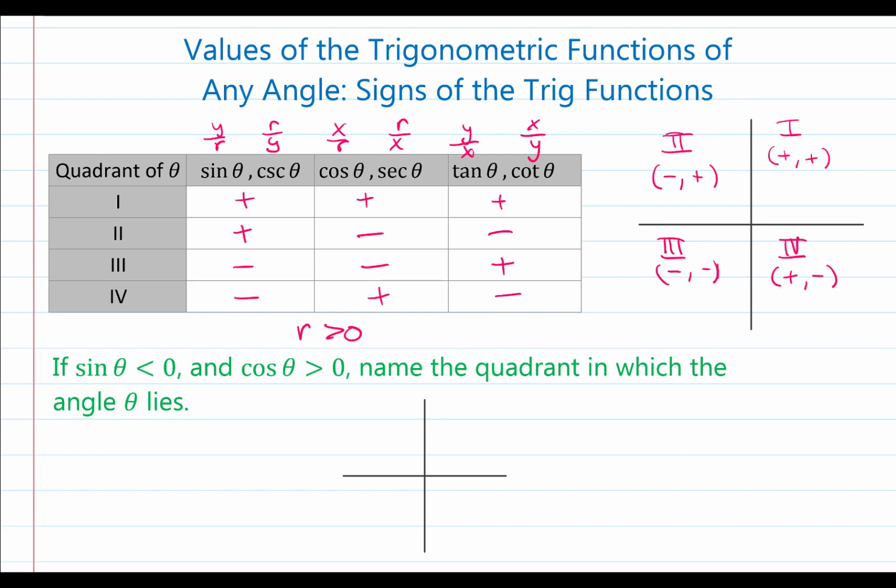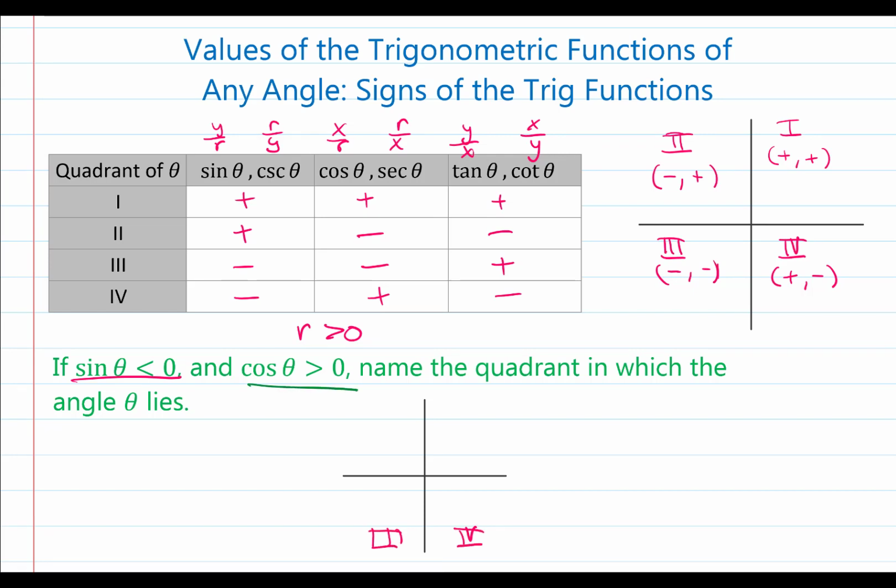Let's now go to problem number 1, or the first example, where we are being told if sine of angle theta is less than 0 and cosine of angle theta is greater than 0, name the quadrant in which the angle theta lies. So in other words, what quadrant will the terminal side for angle theta lie? Well, for the first scenario, and I will use colors to differentiate these, what we know is that sine of angle theta is less than 0. So sine of angle theta would be less than 0 in quadrants numbers 3 and 4.